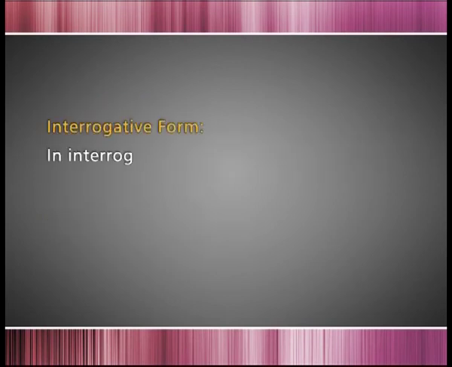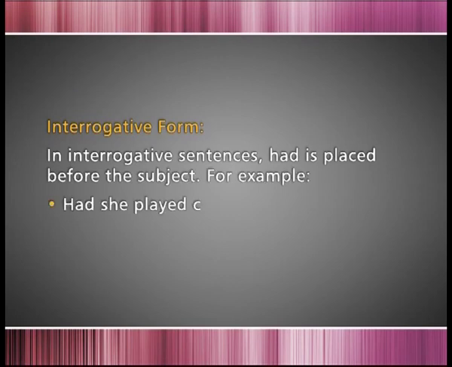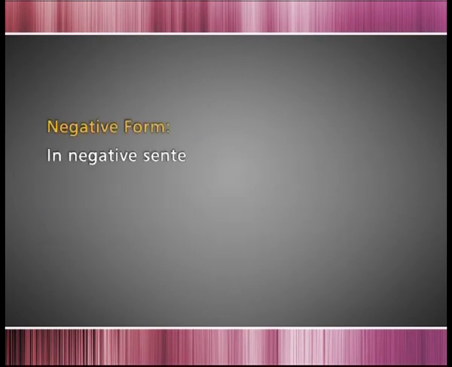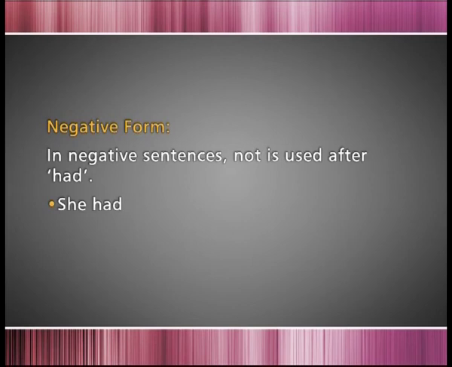Interrogative form. In interrogative sentences, had is placed before the subject. For example, had she played carom? Had they helped a friend? Negative form. In negative sentences, not is used after had. She had not played carom. They had not helped a friend.